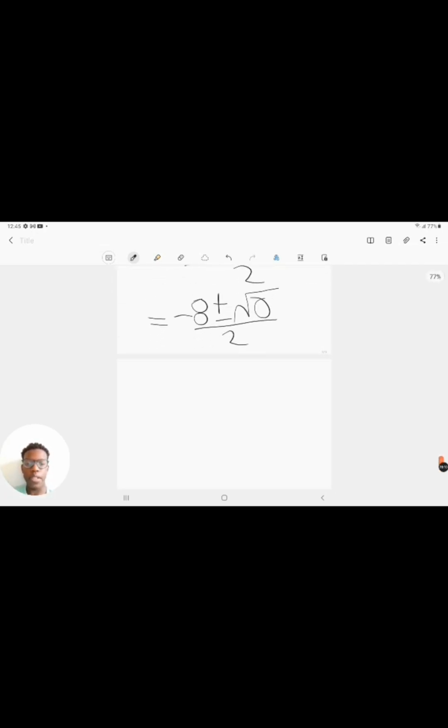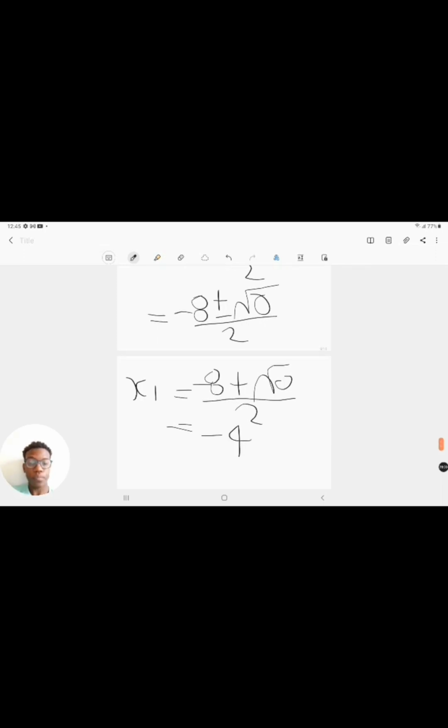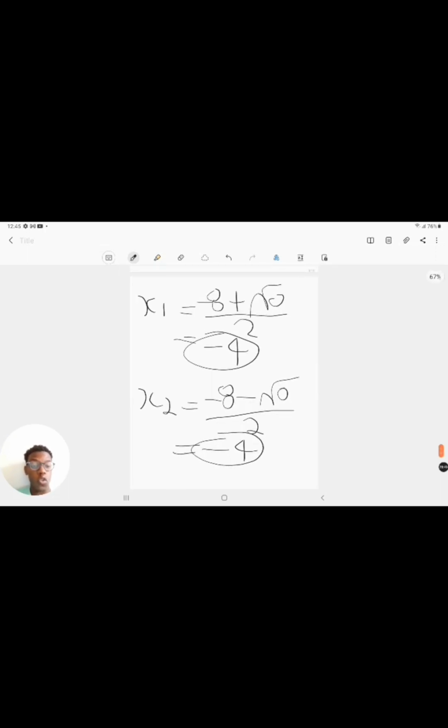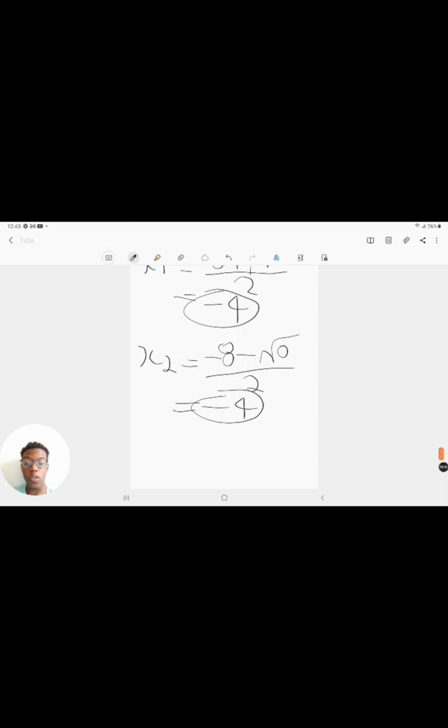So our x-intercepts in this case: x1 is equal to, I'm going to use the plus first, minus 8 plus the square root of 0 divided by 2. That's going to be minus 4. What is x2? Well, x2 is equal to, now I'm going to use the minus, minus 8 minus the square root of 0 divided by 2, and that is still minus 4. Surprise, surprise, you've got two values here that are the same. In other words, two values that are equal.